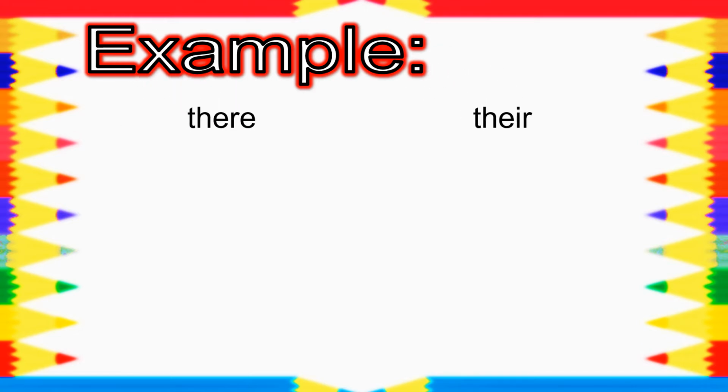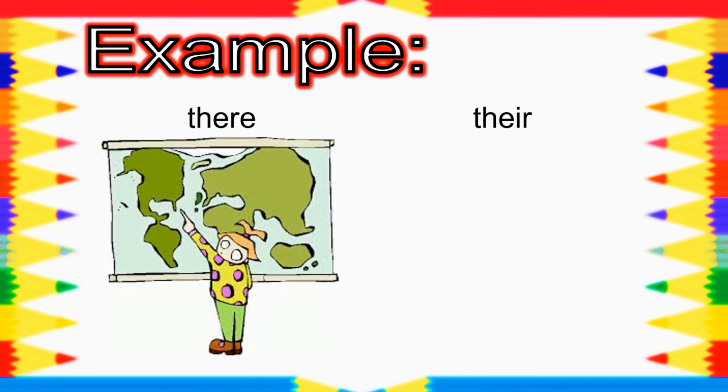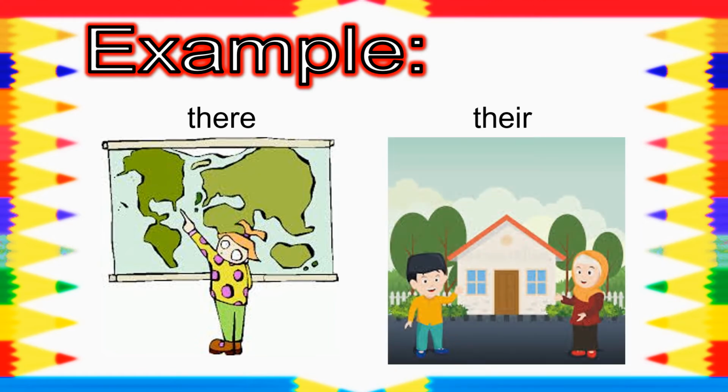Next example, we have there and their. So the first one there, it's pointing. It's showing direction. If you look at the picture, the girl is pointing to a map. Now the second one their is referring to ownership. So if you look at the picture, this couple is showing that they own that house.